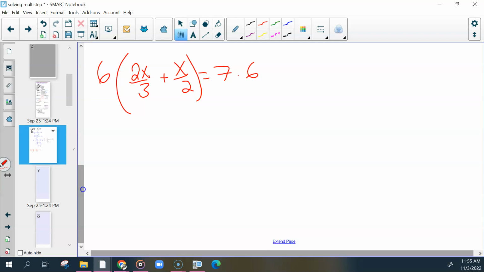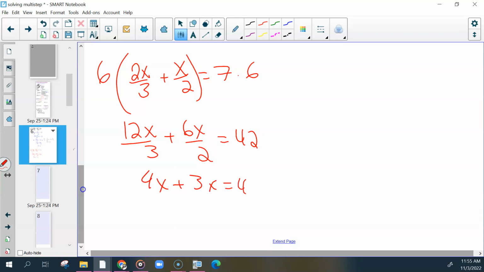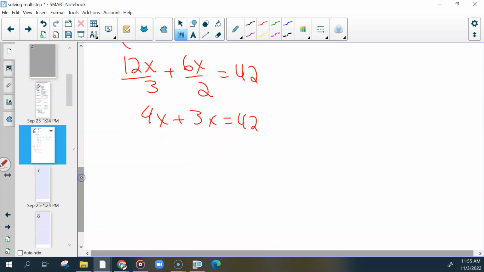So then, again, I'm going to distribute this to my numerators. So this becomes 12x over 3 and 6x over 2. So right now, we still have fractions, but we can simplify. Because this would become 4x, this would become 3x. And we can combine our like terms and do it. So whichever way makes more sense to you, you would do it that way. Both would get the same answer as long as the work is correct.